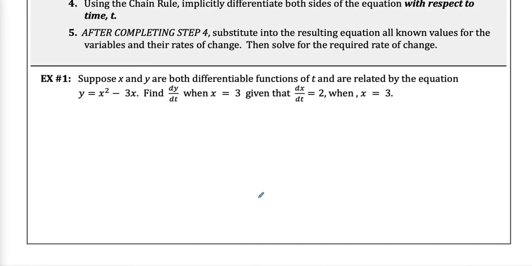Okay, so we'll start with this one, which isn't a full word problem. It's just kind of like a half related rate problem, because you don't know what the equations stand for, or they don't stand for anything in particular. So it says, suppose x and y are both differentiable functions of t and are related by the equation y equals x squared minus 3x. Find dy/dt when x is 3, given that dx/dt equals 2 when x is 3.